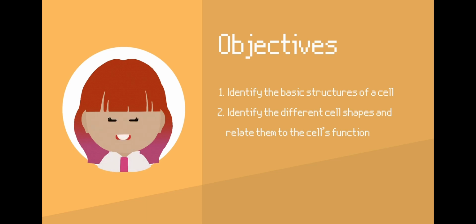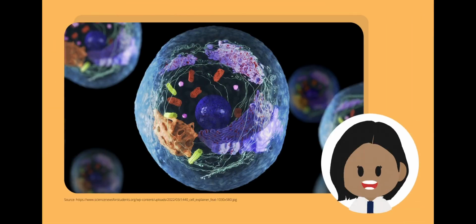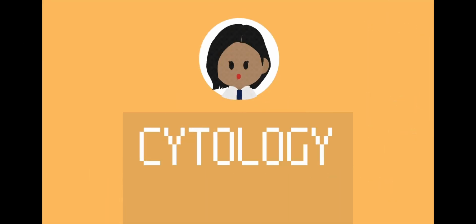Now, let's define what a cell is. Cells are the basic units of life. They provide structure for the body, take in nutrients from food, convert those nutrients into energy, and carry out specialized functions. The branch of biology that deals with the structure, function, and behavior of cells is called cytology.